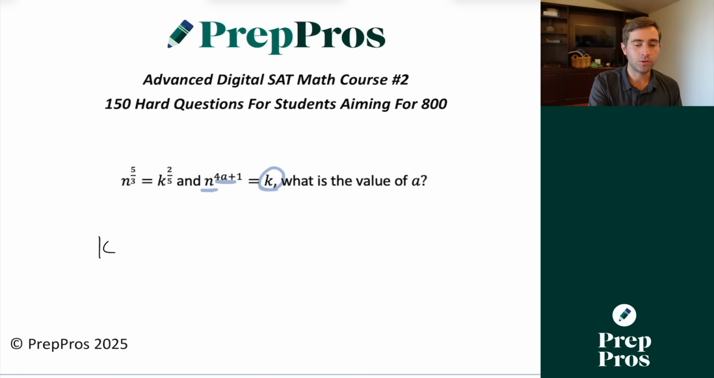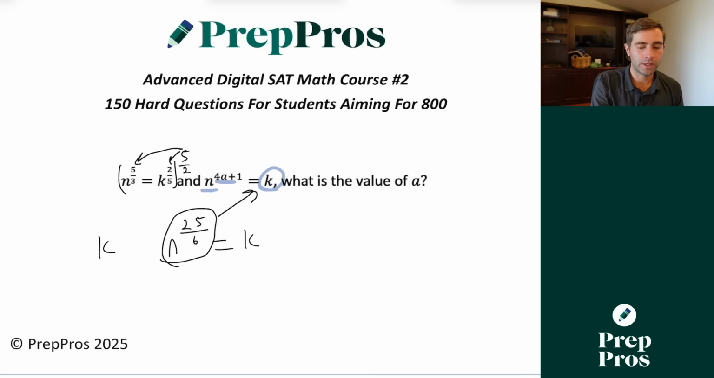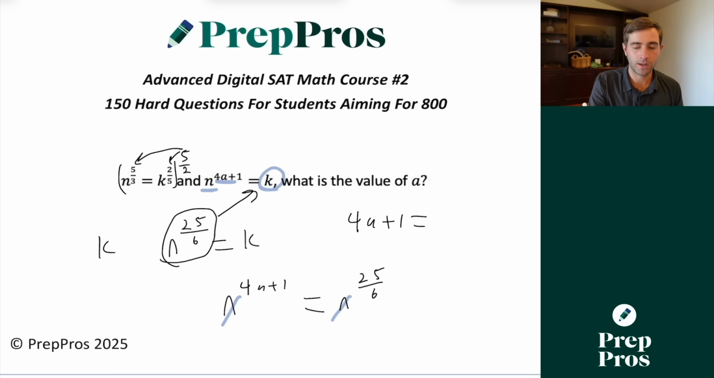Now, the way that we can do that is we can raise this entire expression to the 5/2 power. We're just multiplying each of these powers. So that's going to give us n to the 25 over 6 is equal to k. Now we can substitute in. So this means we're going to have n to the 4a plus 1 is equal to n to the 25 over 6. Now we can cancel out those bases, and now we can solve through because we know that 4a plus 1 is equal to 25 over 6.